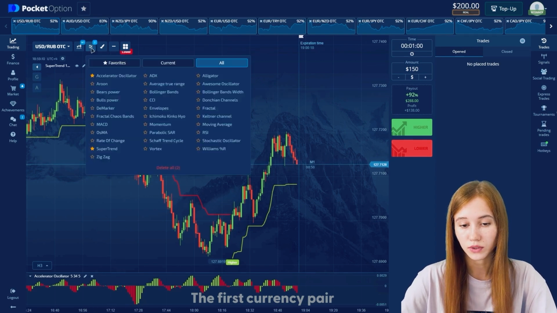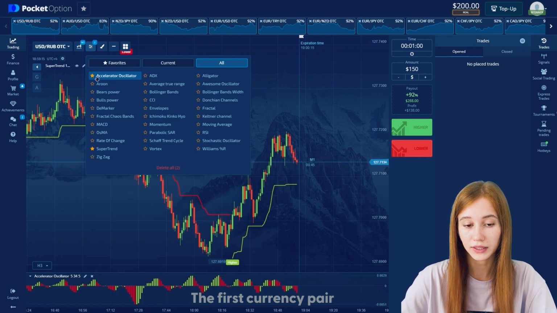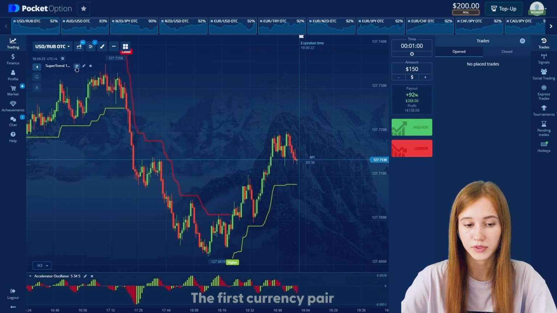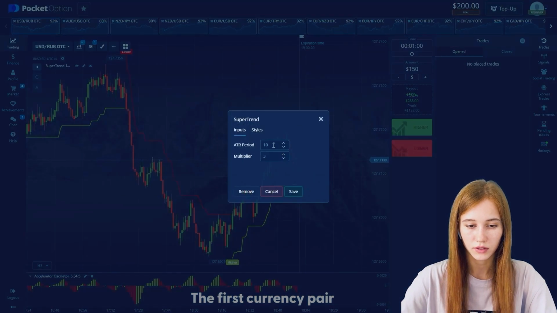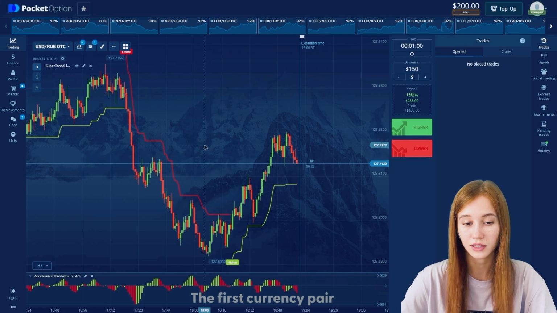Today we'll use two good indicators. The first one is the oscillator. The second one is super trend. Let's talk about it. Super trend, I'll show you the settings. The settings are like this. Here at 10, here at 3, styles are like this.